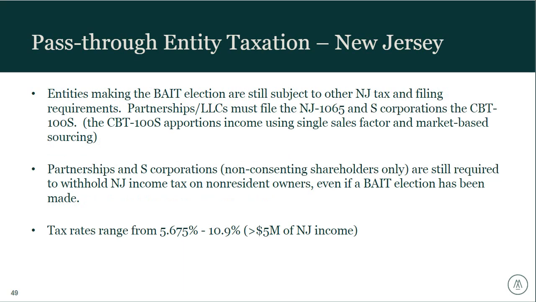For S corporations, as Chris mentioned earlier, these taxes are in addition to and not in lieu of existing taxes. So any partnership or S corporation that makes the BATE election is still required to file a New Jersey 1065 in the case of partnerships, or 100S in the case of S corporations. They are still required to do flow-through entity or pass-through entity withholding, or withhold tax on non-consenting shareholders in the case of S corporations. They can also participate in composite returns, and I'll show you later on how the composite return allowance can still be helpful to owners.